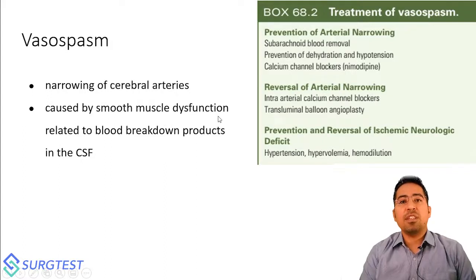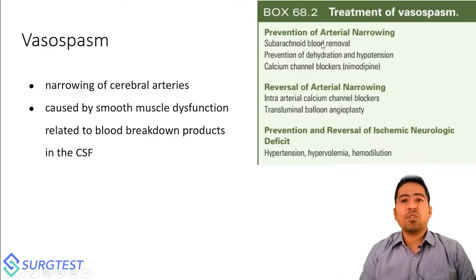The blood vessel has certain smooth muscles which are responsible for vasodilatation and vasoconstriction. Those muscles go into dysfunction because of the breakdown products of the blood, which are toxic for these muscles. So they will go into vasoconstriction, and that will lead to vasospasm and decreased blood supply to the brain. So this is called vasospasm.